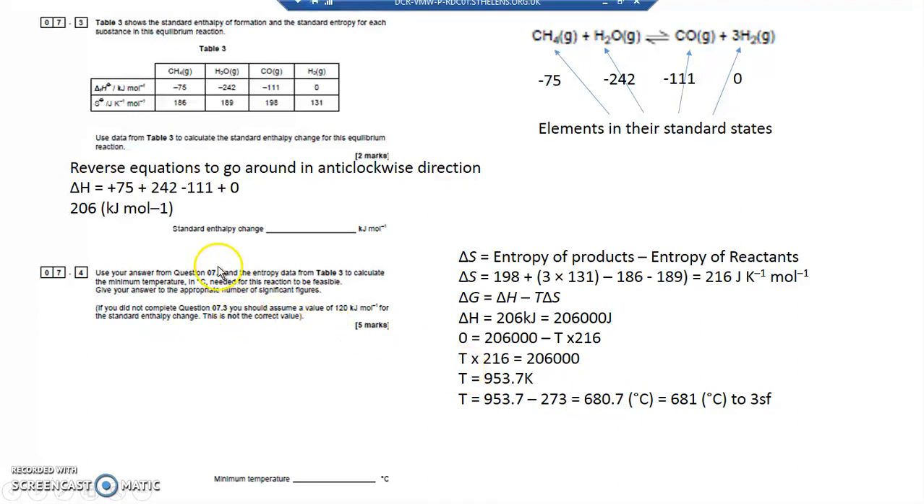In terms of significant figures, all of the values are to 3 significant figures. So I'm going to convert this to 3 significant figures. I'm going to turn 680.7 into 681 degrees C.